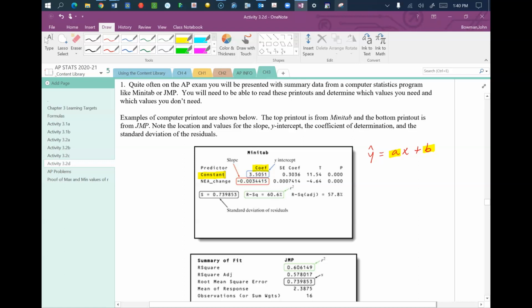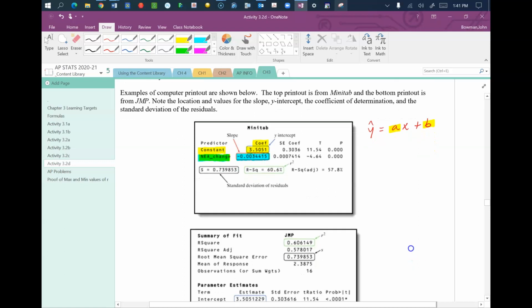So when you're looking for the y-intercept, you will look for the row that says constant and the column that says coefficient, and you will find the y-intercept underneath that. In our line of best fit, y hat equals ax plus b, a is the coefficient of the explanatory variable. Again, you're going to look in the coefficient column, but the label over here on the left, underneath where it says constant (let me label that in blue), is the explanatory variable, and the number in the coefficient column is the slope.